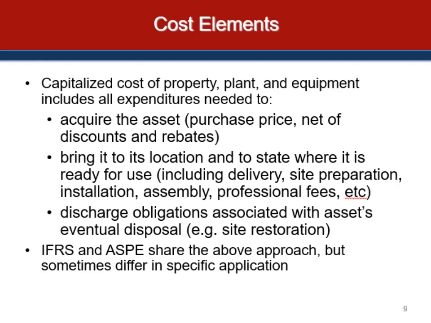Now, cost elements. The cost of an item of property, plant, and equipment includes all the expenditures needed to acquire the asset and bring it to its location and ready it for use. So these would include purchase price, net of discounts and rebates, trade discounts and rebates, plus any non-refundable purchase taxes and duties. So if you're buying it from a foreign country and you have to pay duties across the border, that would be part of the cost. Expenditures necessary to bring the asset to its required location, so shipping costs, and to its required condition to operate as management's intending, including any employee costs needed to acquire or construct the asset.